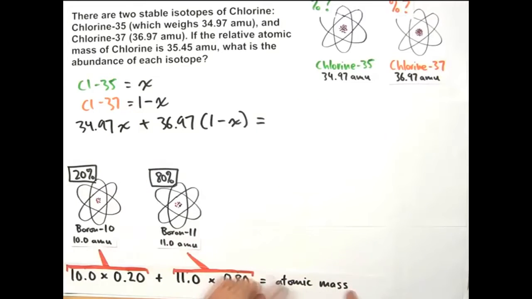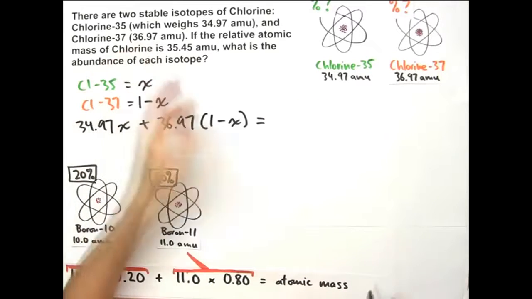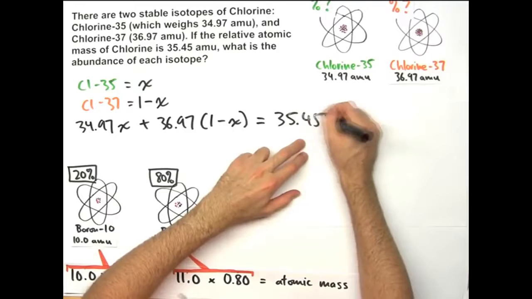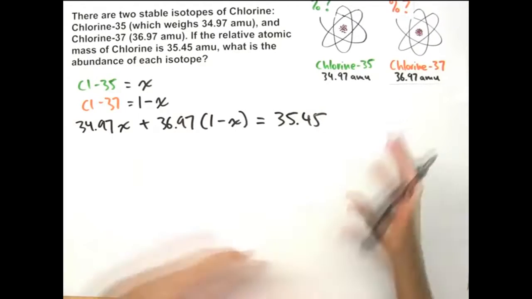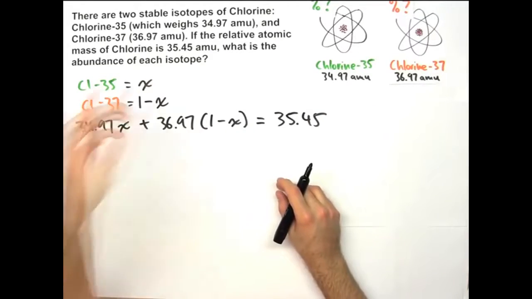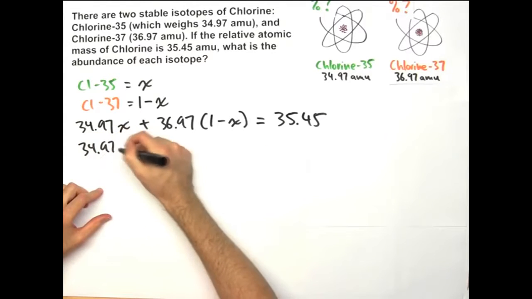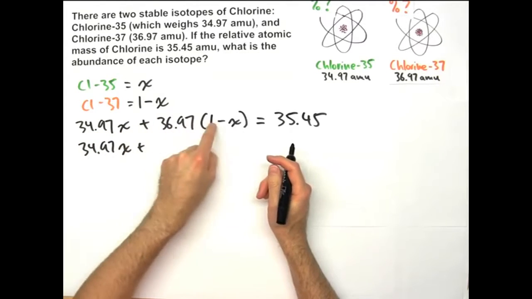So we add those two together, and unlike down here where we don't know the atomic mass, we already do know the atomic mass for chlorine. That should be 35.45. Now we've set up our equation, and all we have to do is rearrange, multiply, and divide a little bit, and we can solve for X. Let's do that. So I'm going to rewrite this, and the first thing I'm going to do is distribute 36.97 between these parentheses.